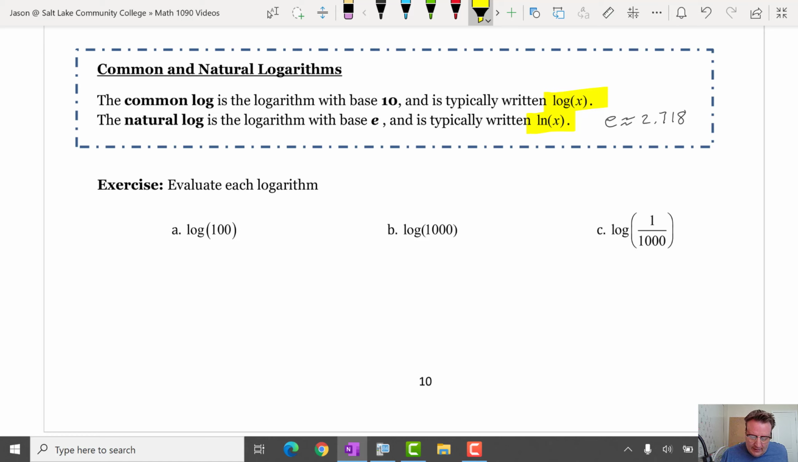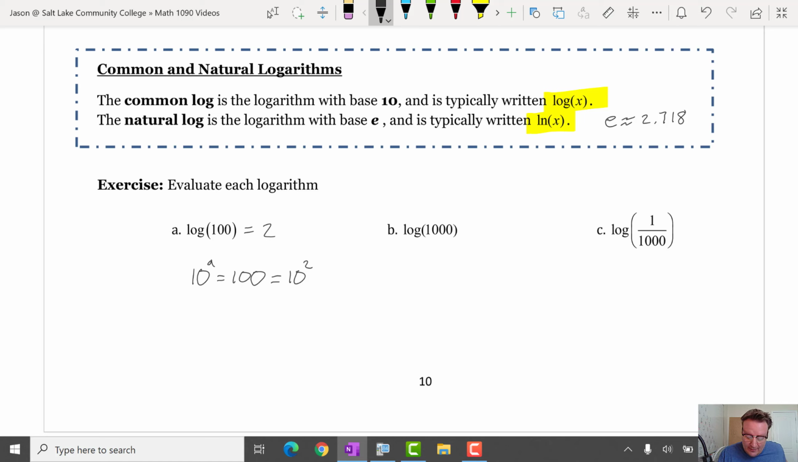All right, let's do some more evaluations here. Exercise A, we have log of 100. So remember, we want to turn this into the question, what power do I have to raise the base to in order to get 100? What is the base here? The base here is 10. So this is equivalent to asking 10 to the a is equal to 100. But 100 is equal to 10 squared. So a equals 2, and this is equal to 2.